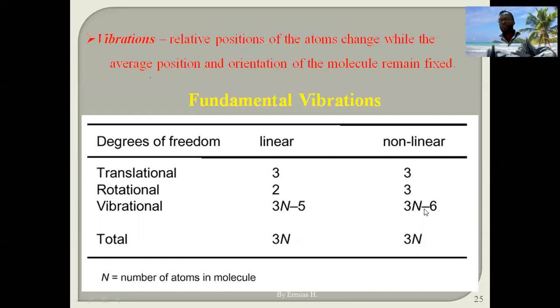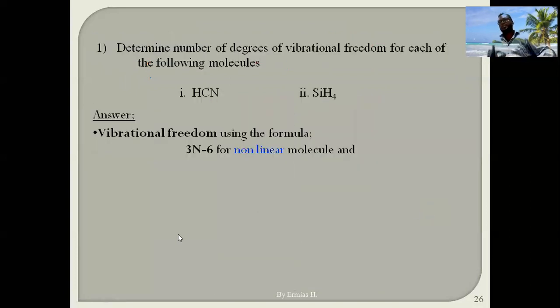And this one is 3n minus 6, where 6 stands for the summation of translational and rotational modes. So this one is for nonlinear molecules. So if you want to calculate the number of vibrations for linear molecules, you have to use this formula, and if you have nonlinear molecules, you have to apply this formula. This is a simple example.